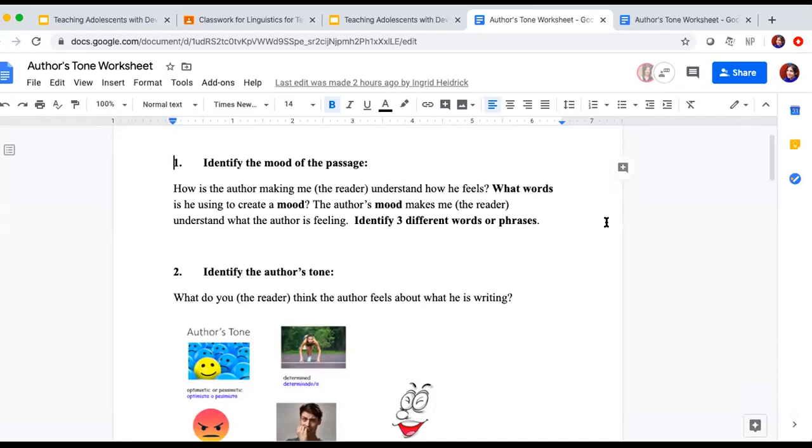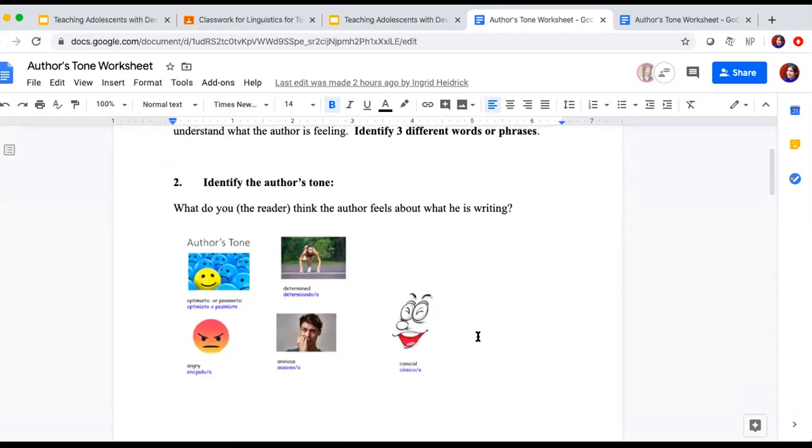How is the author making me, the reader, understand how he feels? What words is he using to create a mood? The author's mood makes me, the reader, understand what the author is feeling. So identify 3 different words or phrases. So this is what the students are supposed to do. And then identify the author's tone. What do you, the reader, think the author feels about what he is writing? Okay, and so we again show the images that indicate the author's tone to go with the new vocabulary words that we already introduced.